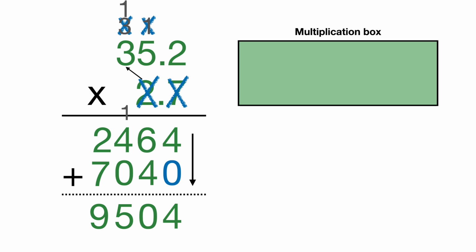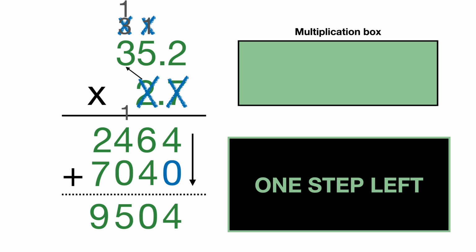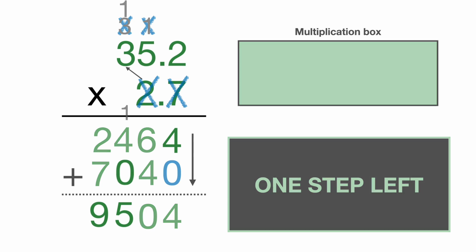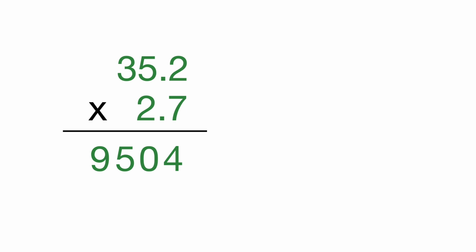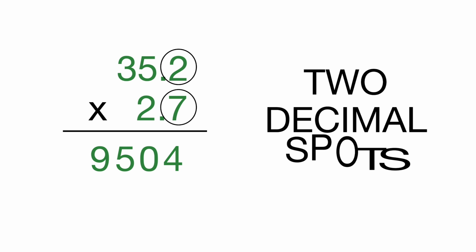But instead of putting a comma here, this is where we have 1 step left. And this is the difference when you're doing decimals. So now the decimals come into play. Let's forget about everything and just focus on our decimals there. So let's do the top first. We have 1 decimal spot with 35.2. And then we also have 1 decimal spot with 2.7. So overall we have 2 decimal spots.